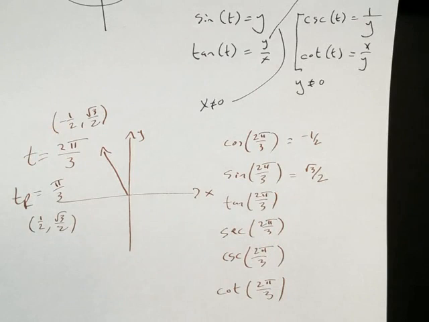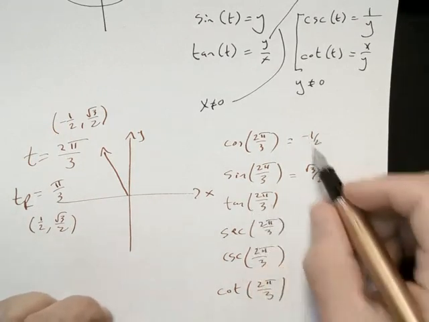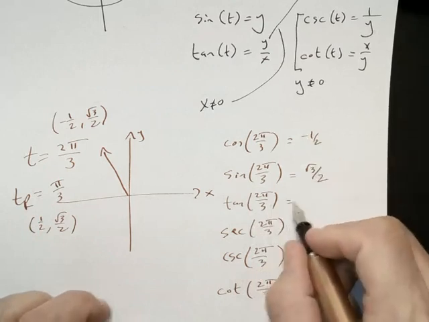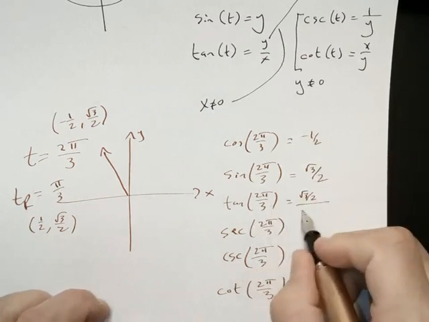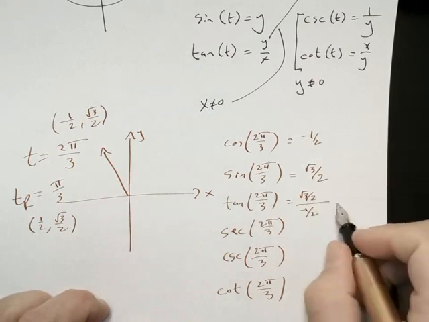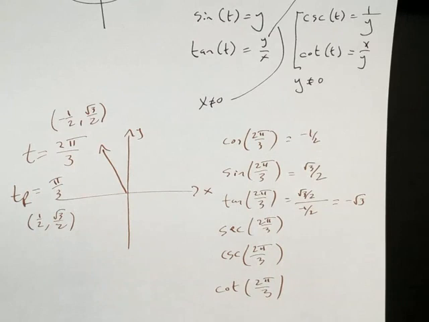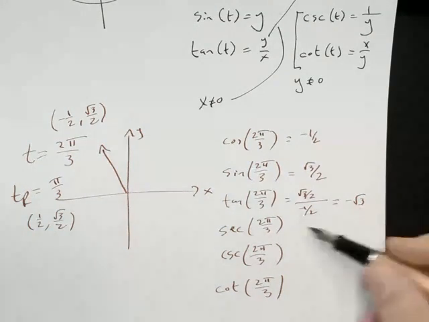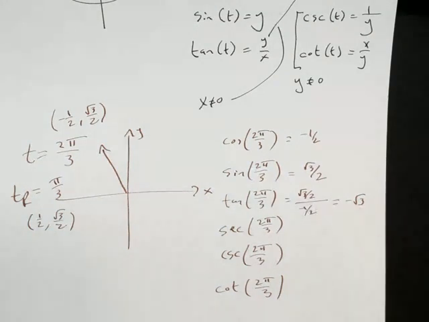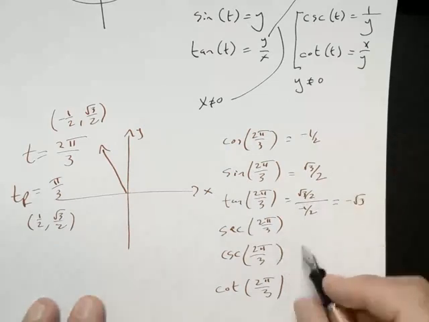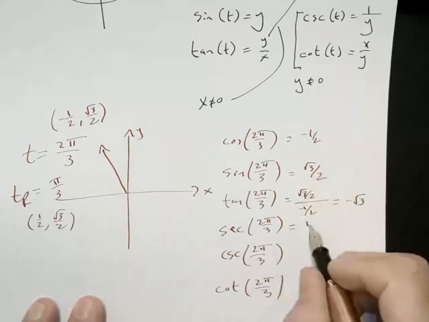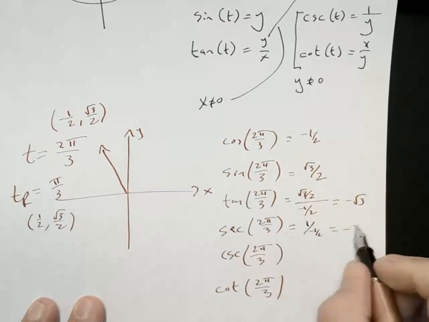Here is where it is up to you to choose how far to simplify. I'm going to write the tangent, that's sine over cosine, y over x, root 3 over 2 over negative 1/2. The 2's cancel. So I would simplify. Is it a requirement? No. Is it easier to work with the square root of 3 than this mixed fraction? I think so. Now I can take reciprocals. Secant is 1 over negative 1/2. Well, that's negative 2.